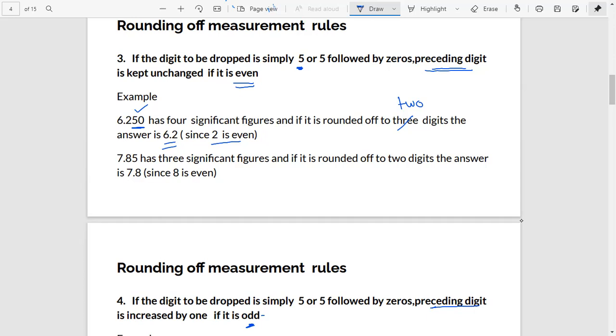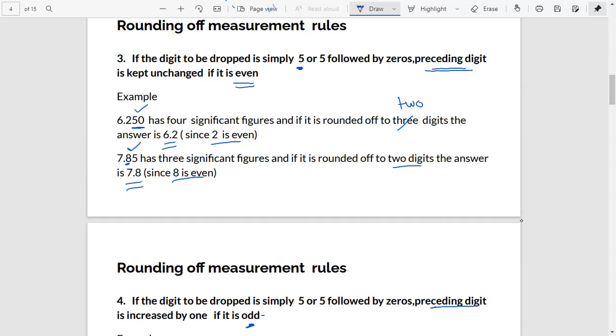Look at this 7.85. What is the preceding digit? It is 8, and 8 is even. So the last digit is 5. Should you increase 8 by 1 and make it 7.9? No. Why? Because the preceding digit 8 is even, we should keep it unchanged. So it becomes 7.8. When you round 7.85 to 2 digits, the answer is 7.8 since 8 is even.